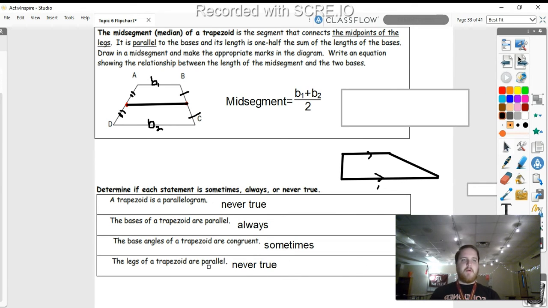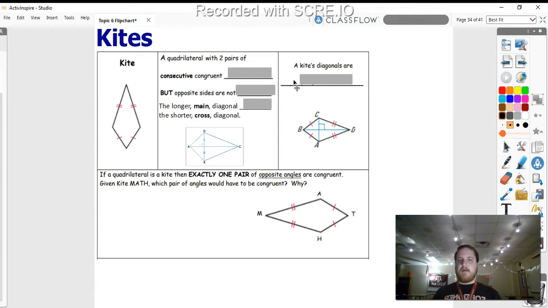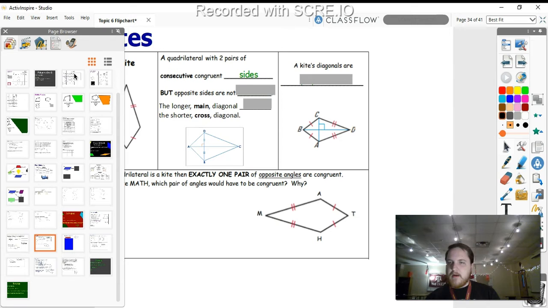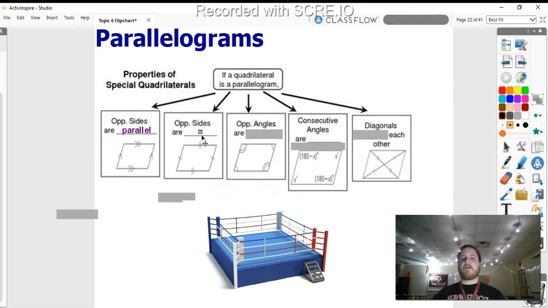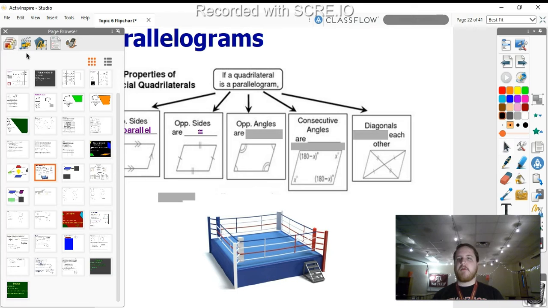All right, moving on to our next one, talking about kites. This is on the very back page. It says this is a quadrilateral with two pairs of consecutive congruent sides. Now, this is a little bit different than a parallelogram. When we talked about parallelograms, we said that opposite sides are congruent. That was the definition, one of the things that makes a quadrilateral a parallelogram, something that makes it different from other quadrilaterals.